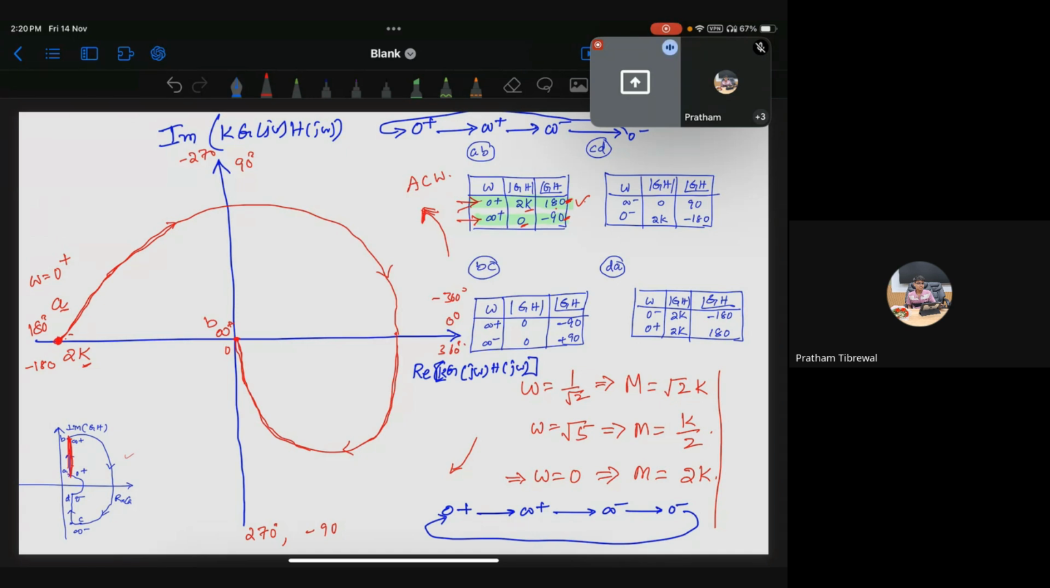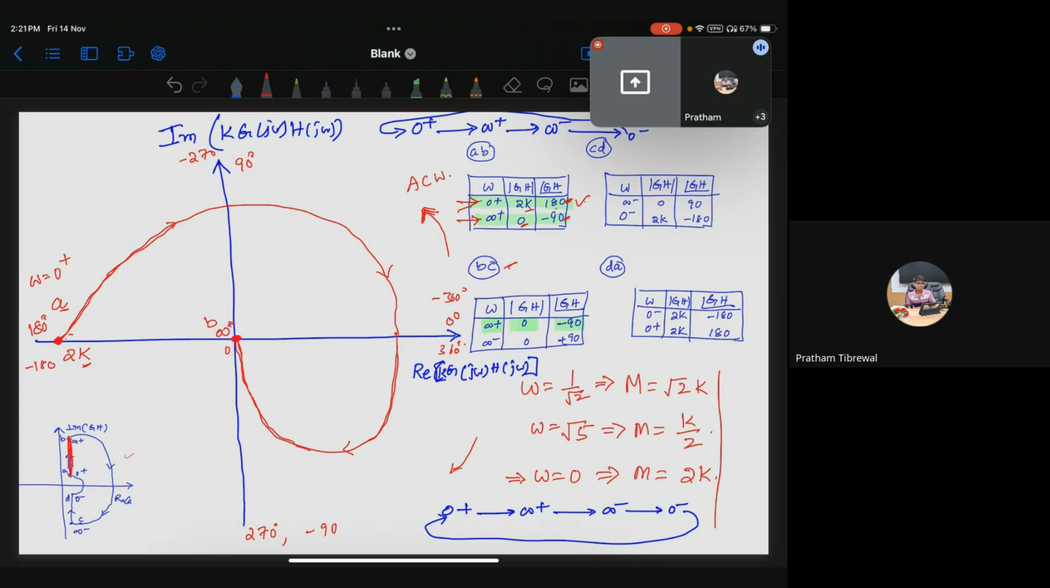Any queries? Okay, next. You see this BC. So BC starts at infinity minus, magnitude 0, angle minus 90. So that itself is the point, because that is B only.